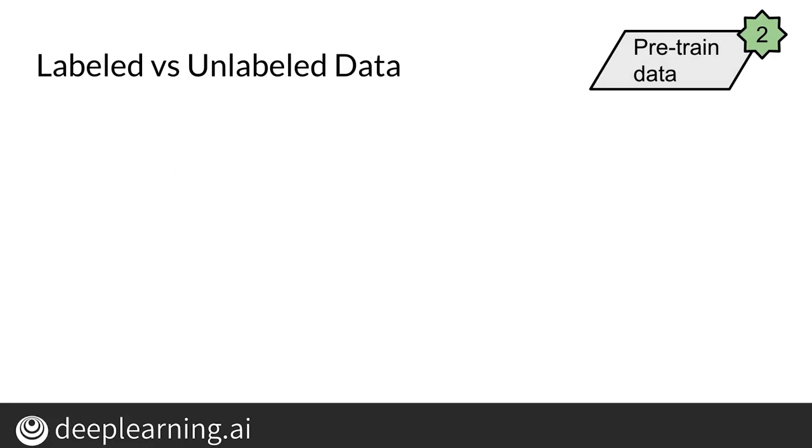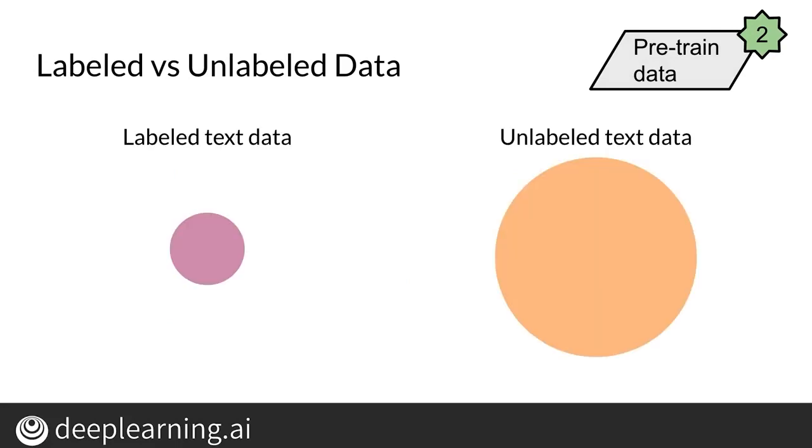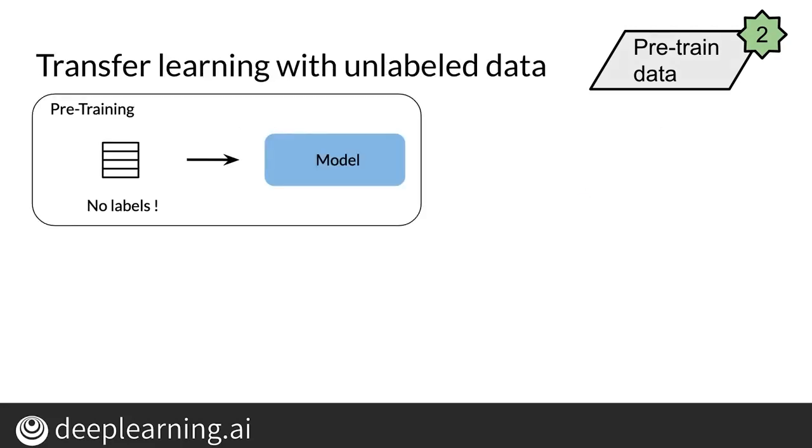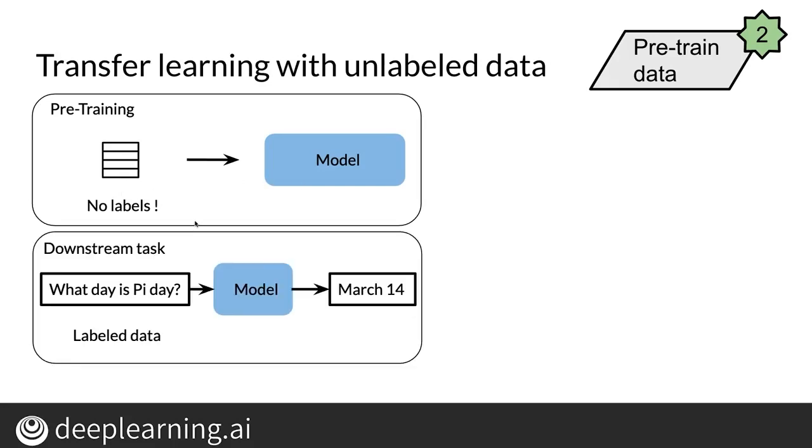So let's look at labeled versus unlabeled data. Now, this is just a graphic example that tells you that usually you'll have way more unlabeled text data than labeled text data. And here's an example. In pre-training, you have no labels. You feed this into your model. And then in the downstream task, you could have something like "What day is Pi Day?" You feed it into your model and you get March 14th. And remember, these are the word vectors we're talking about.